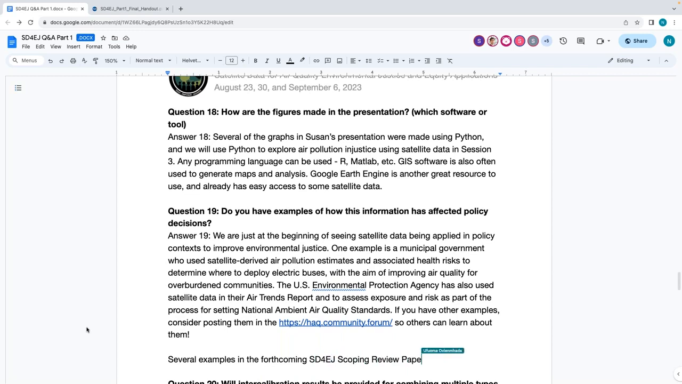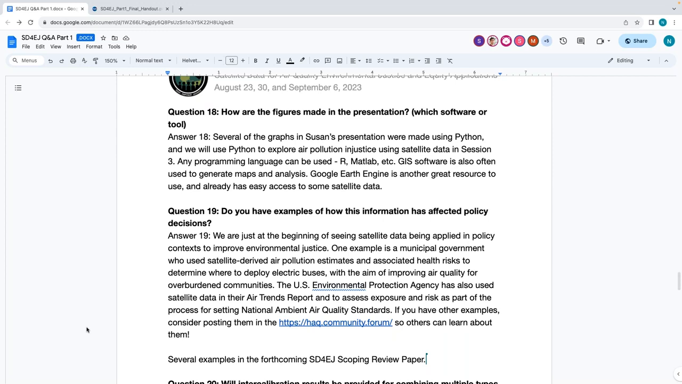And another example is the U.S. Environmental Protection Agency, who is already using satellite data in their air trends report, just to show how nitrogen dioxide has changed over time as a result of our regulations here in the United States, and also to assess exposure and risk as part of the National Ambient Air Quality Standard setting process.